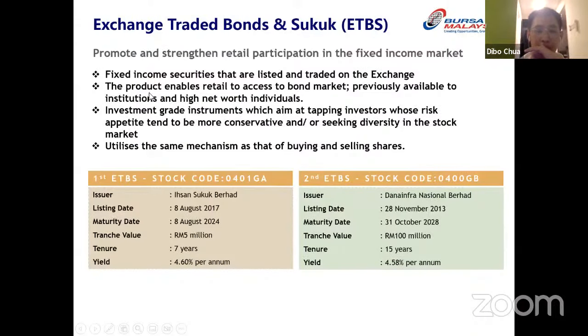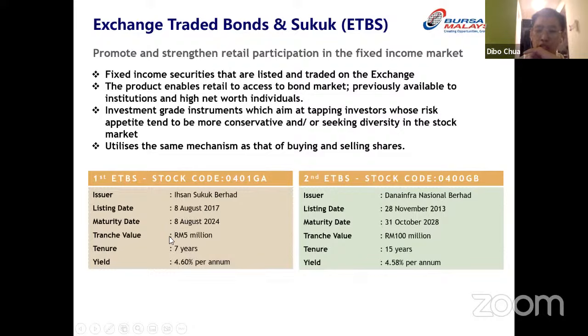This is, for example, how they structure it for the bond. Fixed income is listed and traded on the Bursa Malaysia platform. Usually you are able to search. Let's say you search this stock code, the bond code, from the issuer Anson Tan. This is the listing date, 8th of August 2017, and maturity date 8th of August 2024.